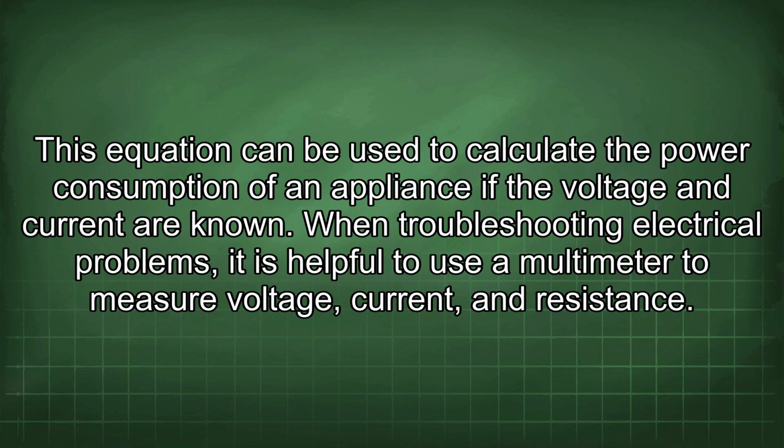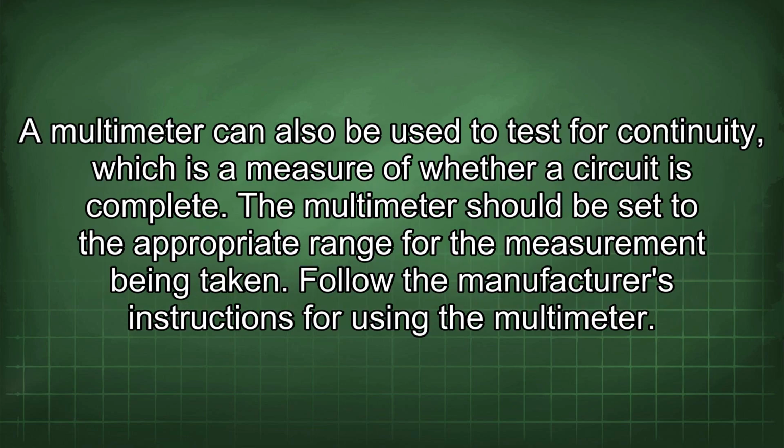When troubleshooting electrical problems, it is helpful to use a multimeter to measure voltage, current, and resistance. A multimeter can also be used to test for continuity, which is a measure of whether a circuit is complete. The multimeter should be set to the appropriate range for the measurement being taken. Follow the manufacturer's instructions for using the multimeter.